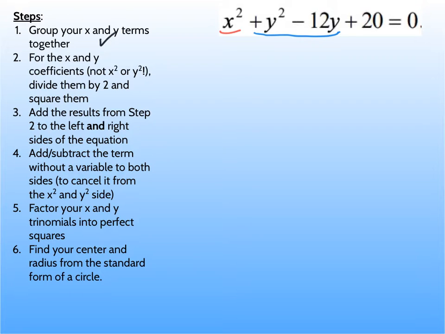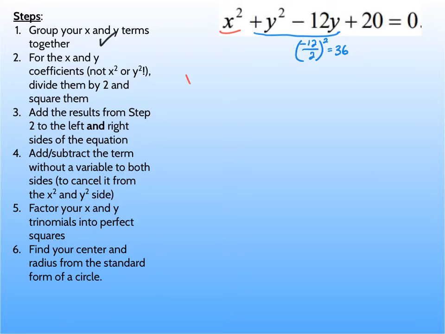Step two. So for the x and y coefficients, guess what? There is no x, so we don't have to worry about this. Just going to worry about the y coefficient. For the y coefficient, we're going to divide it by 2, so negative 12 divided by 2, and then we're going to square that. So negative 12 divided by 2 is negative 6, squared is 36.